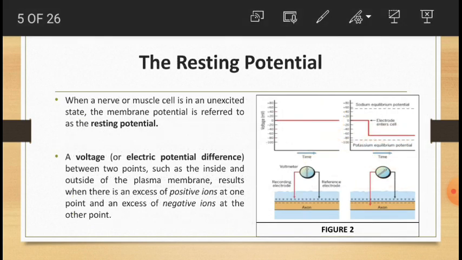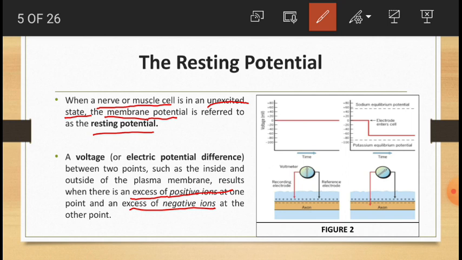Next, the resting potential. The membrane potential of a muscle or nerve that is unexcited is called a resting potential. A voltage or an electrical potential difference exists between 2 points if there is a change in the charges between those 2 points. And when we talk about a neuron, the inside and the outside of the neuron have a difference in potential or voltage, and that is because of excess positive ions at one point and excess negative ions at another point.